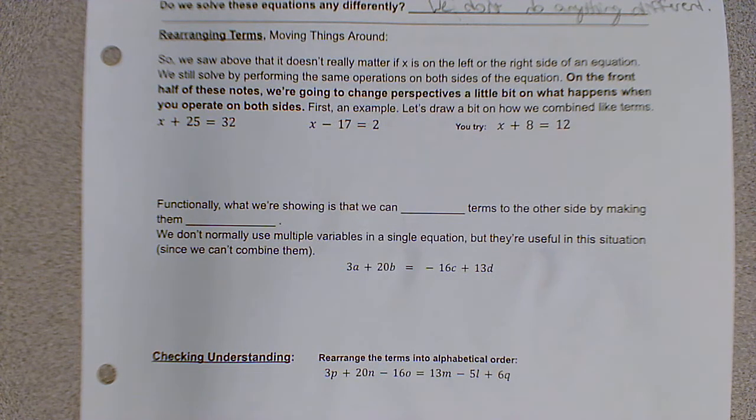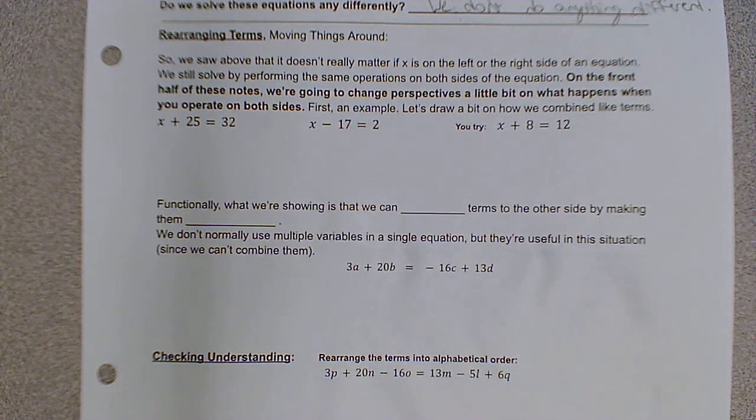On the front half of these notes, we're going to change perspectives a little bit on what's happening when you operate on both sides. First, an example. Let's draw a bit on how we combined like terms in the previous section. So, this is a big perspective change.